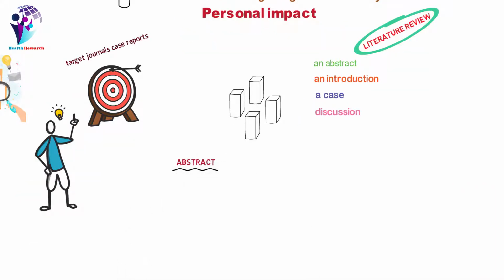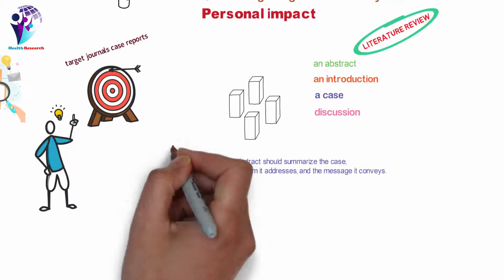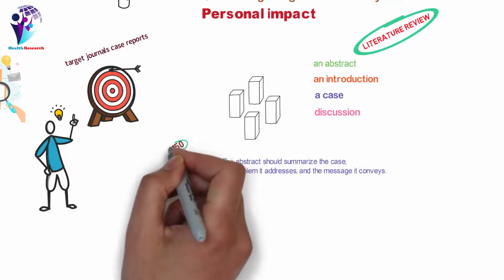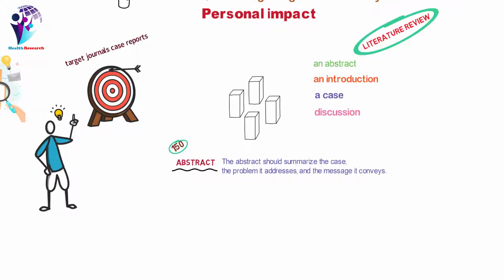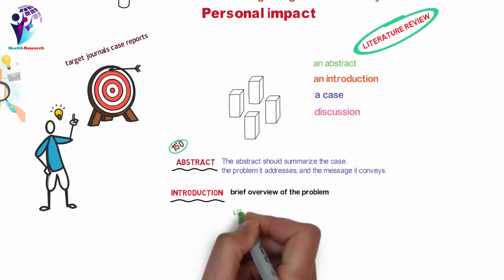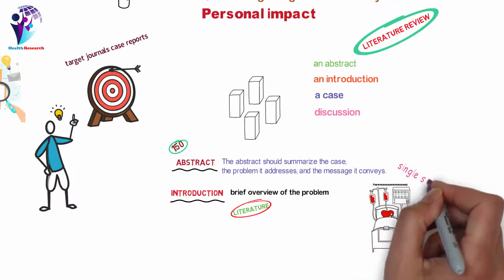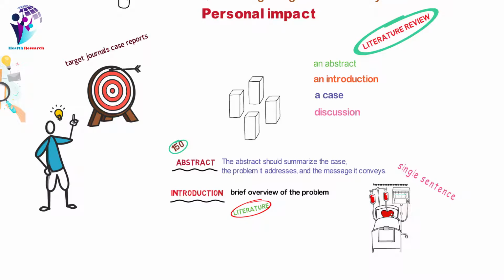The abstract should summarize the case, the problem it addresses, and the message it conveys. Abstracts of case studies are usually very short, preferably not more than 150 words. The introduction gives a brief overview of the problem that the case addresses, citing relevant literature where necessary. The introduction generally ends with a single sentence, describing the patient, and the basic condition that he or she is suffering from.